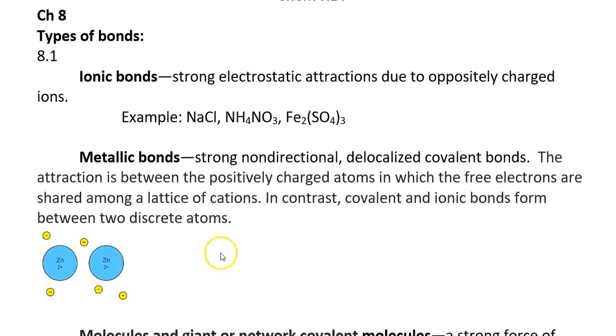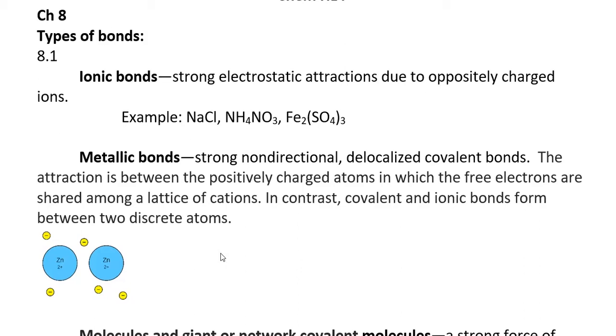This video is going to discuss section 8.1 in Zumdahl's 8th edition of chemistry. It starts off with talking about types of bonds. Well, we're going to talk about all the bonds here, even though the book only talks about a couple.